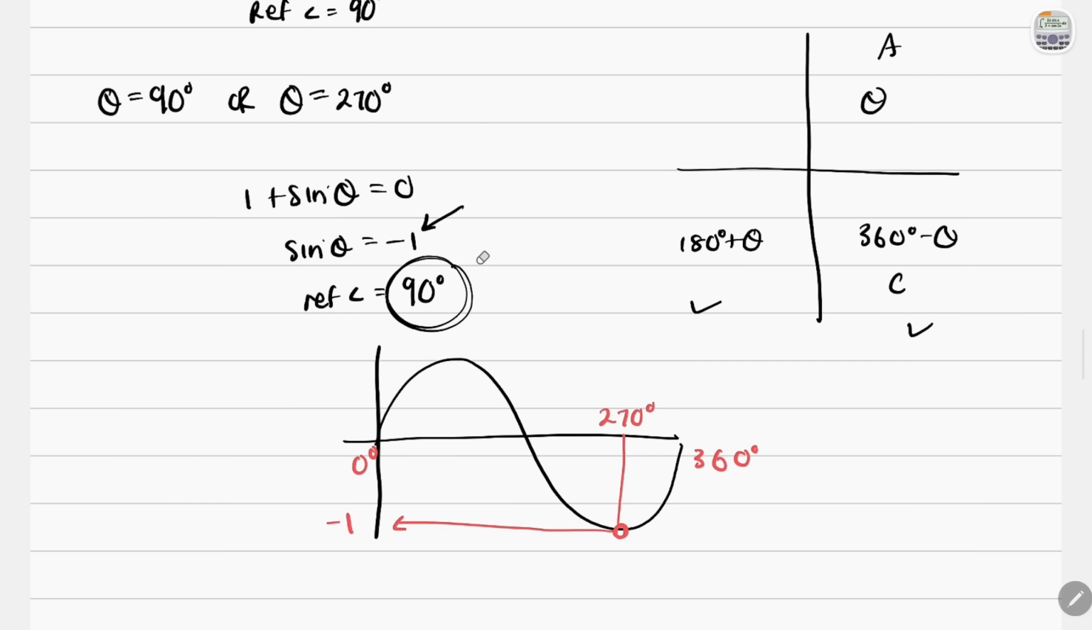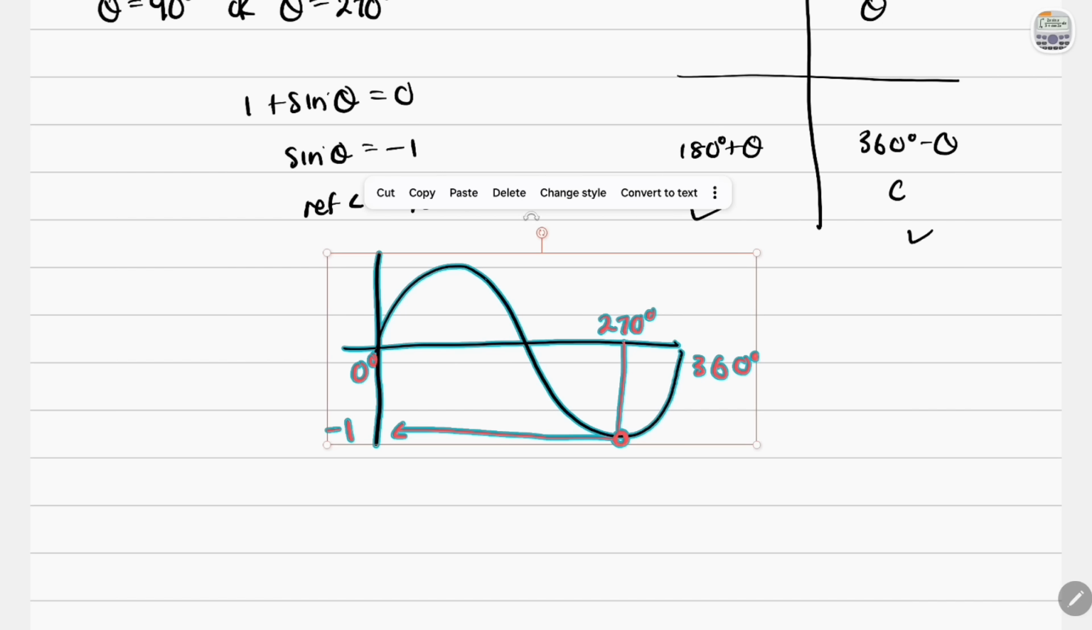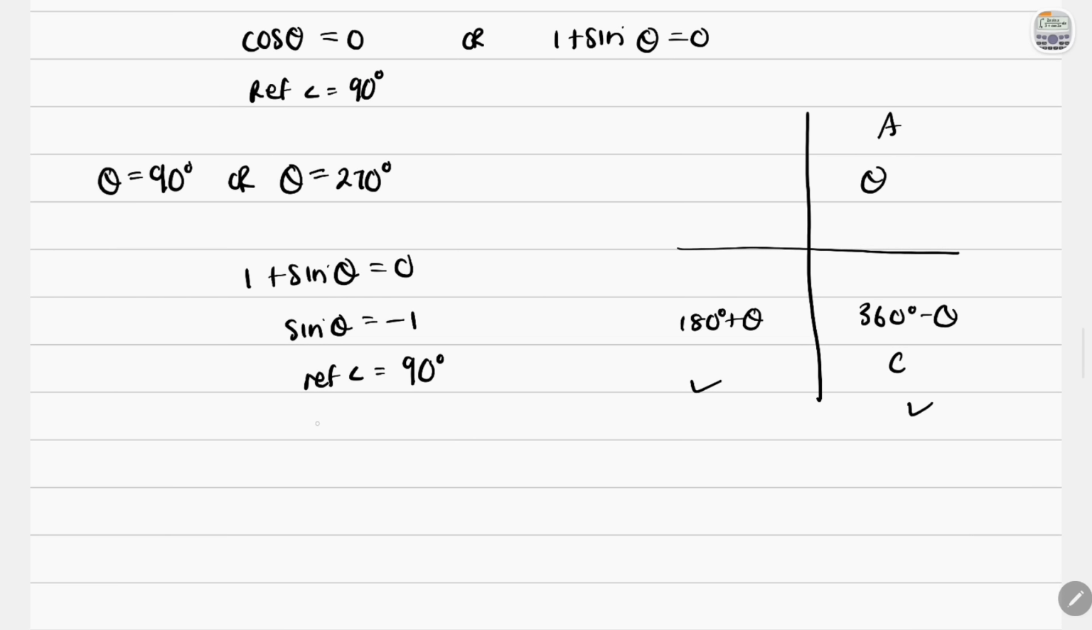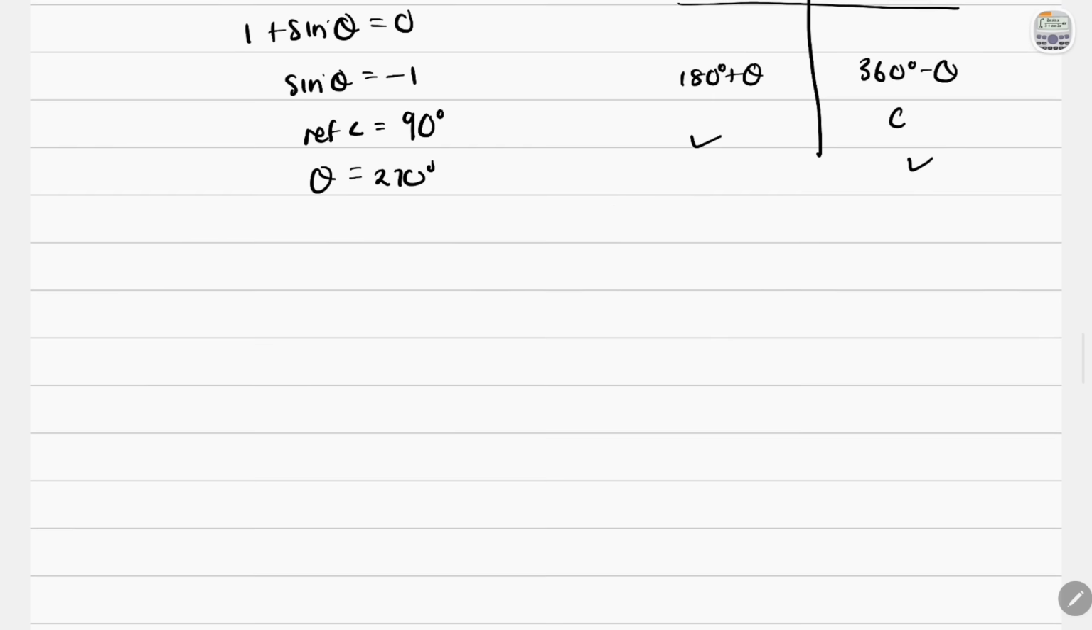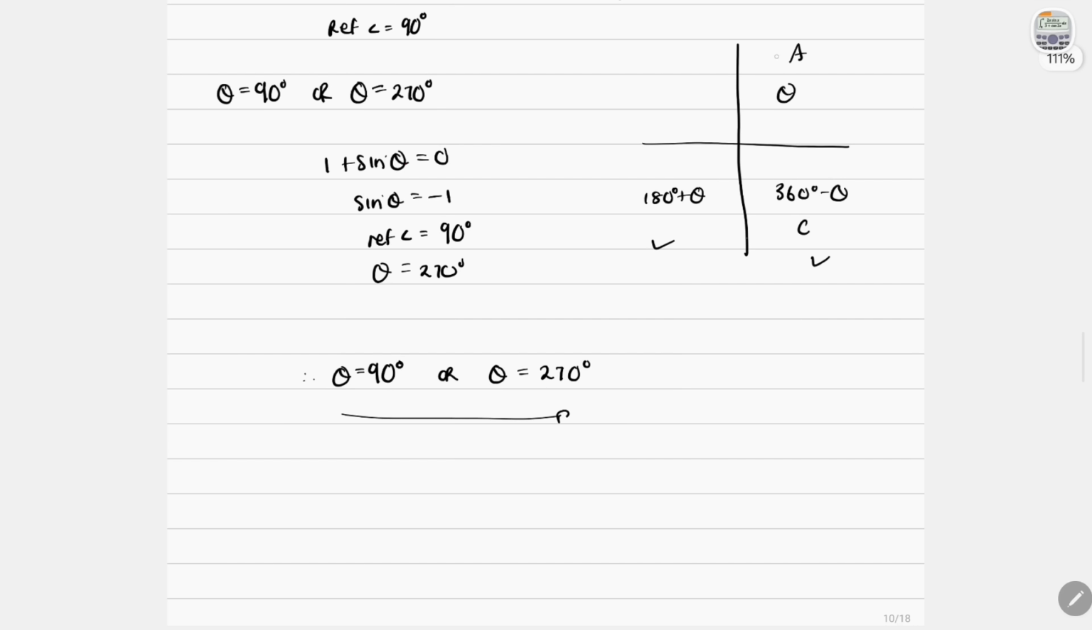So you see how they just still give you 270 degrees. With this one, you can actually see what's going on. With this one, you're just finding actual angles. Okay, so we know that here, our angle is simply theta equals 270 degrees. So the only two answers that we have are 90 degrees or 270 degrees. And that would be our answer. Okay, moving on to the next question.